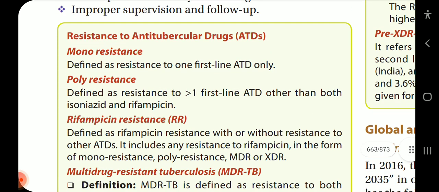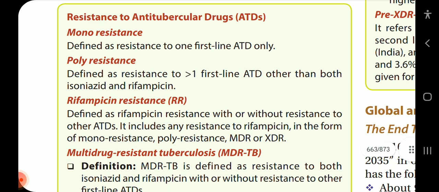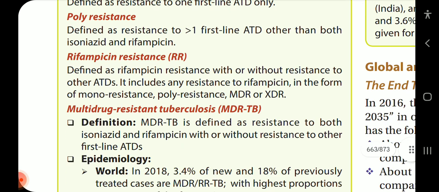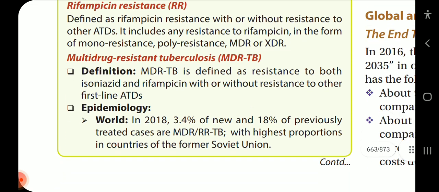Now, resistance to antitubercular drugs. Monoresistant is defined as resistant to one first-line ATD only. Polyresistant is defined as resistant to more than one first-line ATD other than both isoniazid and rifampicin. Rifampicin resistance, RR, is defined as rifampicin resistant with or without resistance to other ATDs. It includes any resistance to rifampicin in the form of monoresistance, polyresistance, MDR or XDR.